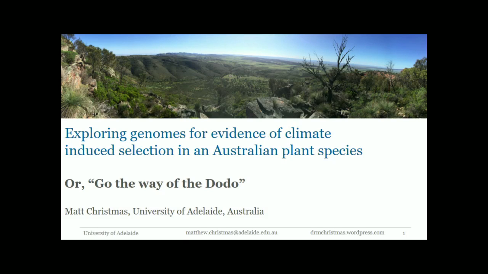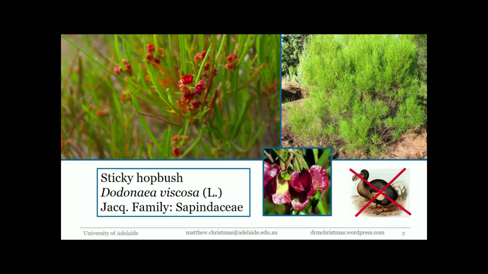Thank you. Hi, so, exploring genomes for evidence of climate-induced selection in Australian plant species. The alternative title I've given to this talk is Go the Way of the Dodo, which might need a little bit of explaining. I'm not going to be talking to you today about the iconic ground-dwelling, now extinct dodo bird. Instead, I'm going to be talking about this Australian shrub species, Dodonaea viscosa, which after studying it for 3 years during my PhD, I came to affectionately call the dodo.